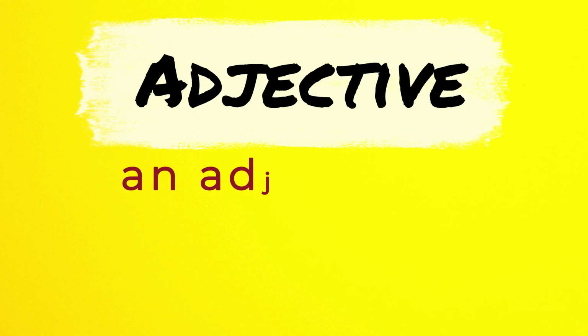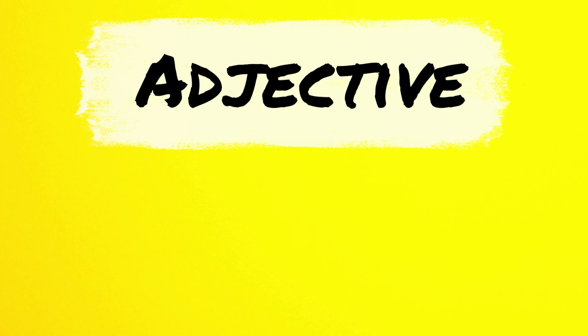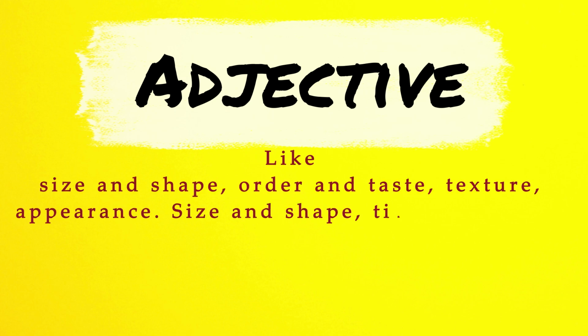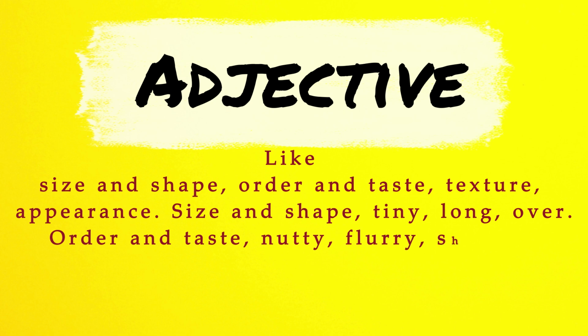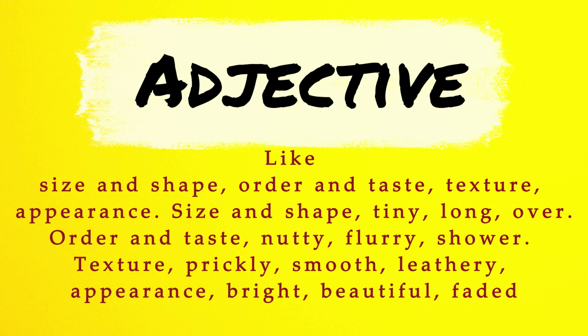Adjective. An adjective describes a noun or pronoun. Like size and shape, order and taste, texture, appearance. Size and shape: tiny, long, oval. Order and taste: nutty, flowery, sour. Texture: prickly, smooth, leathery. Appearance: bright, beautiful, faded.